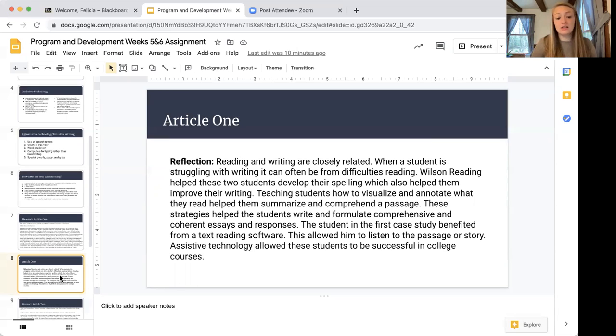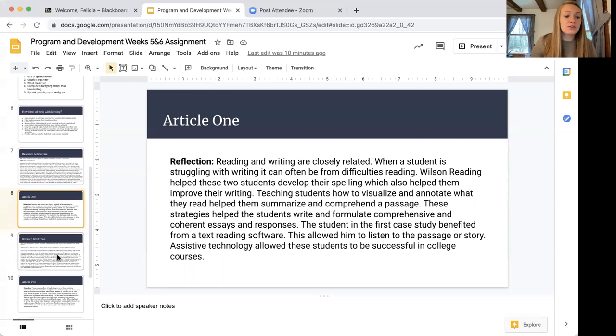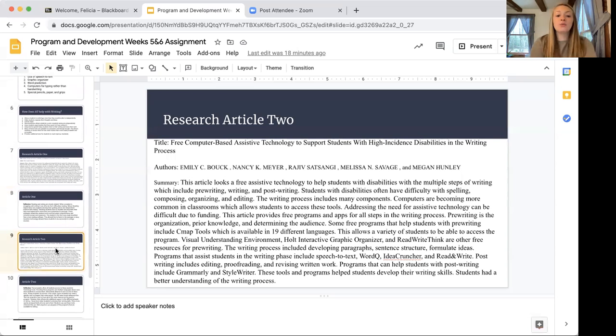So they both really used assistive technology to their advantage. So then the second article I looked at was free computer-based assistive technology to support students with disabilities in the writing process. I was really amazed by how many free programs were out there that I had no idea about. I've heard of a few of them, and I've known the ones through Google, but there's so many out there that I didn't know of, and I know many other teachers are unaware of.